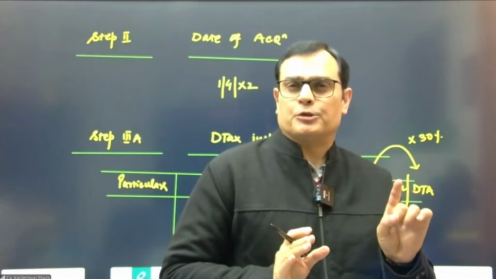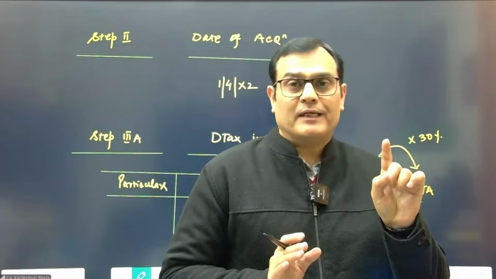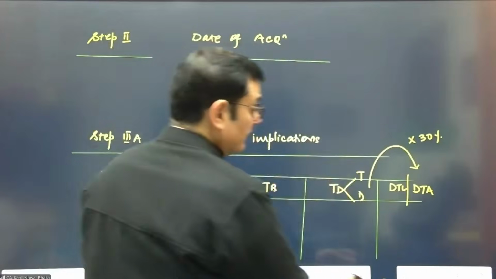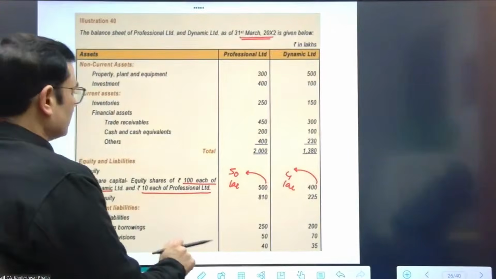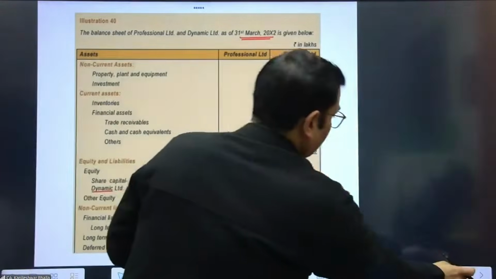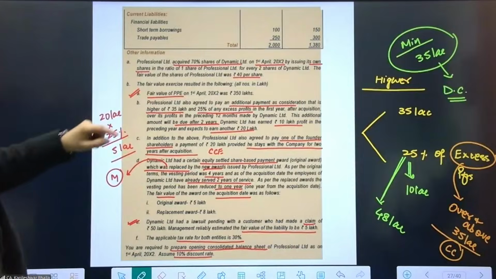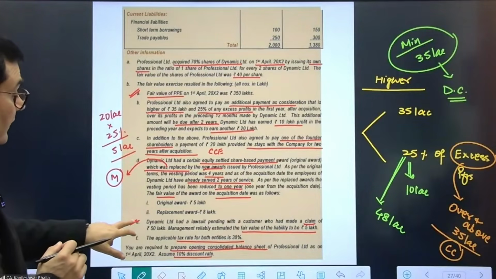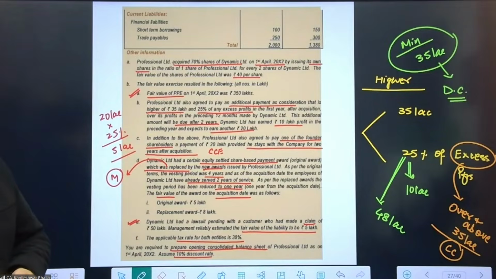Though when we were reading the question, we very clearly identified that the PPE has a fair value and the contingent liability has a fair value, but just to be on the safe side, let's go back and scrutinize the question again. So that's the balance sheet. The PPE is appearing at a book value of 500. The fair value given in point B is 350 lakhs. And the contingent liability has a fair value of 5 lakhs.